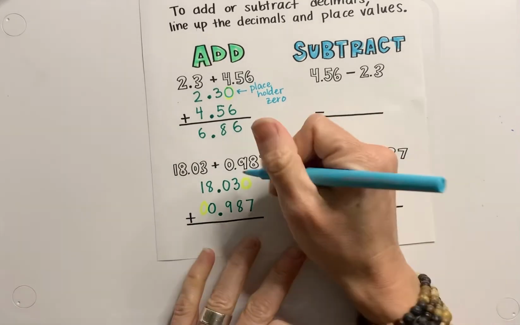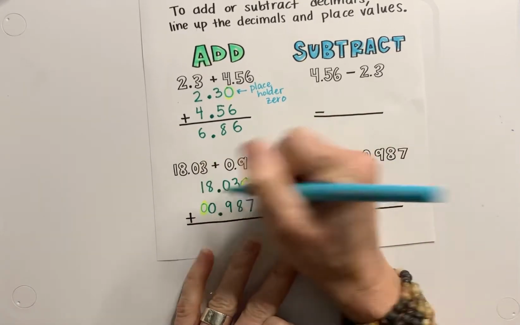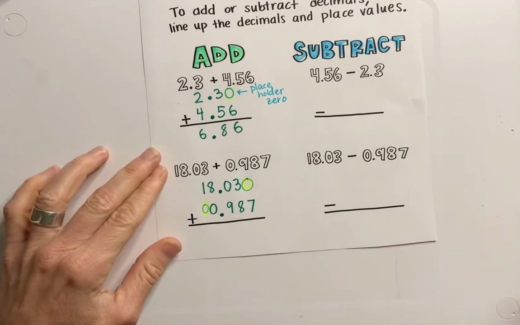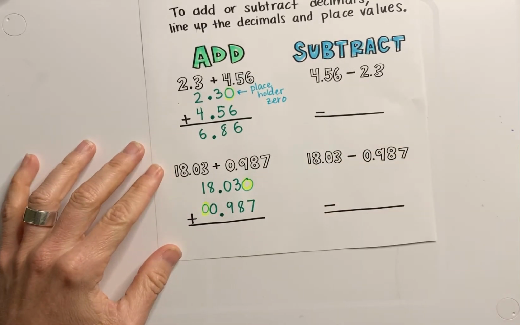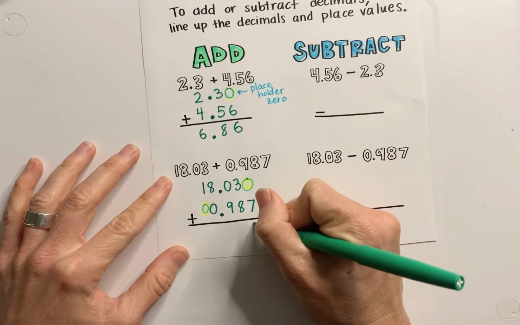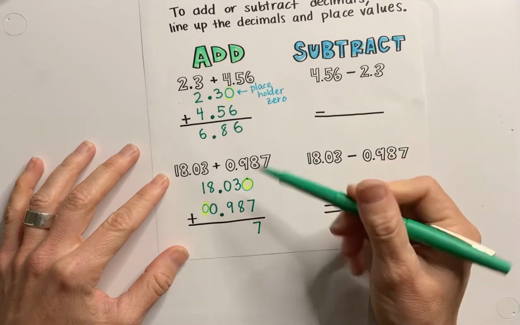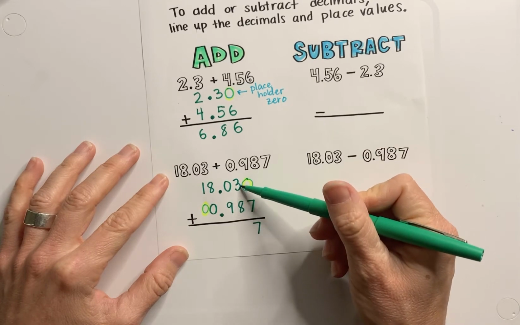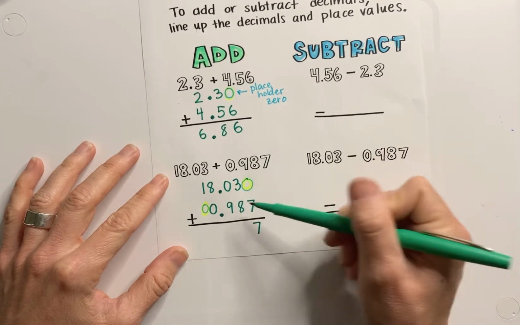And again, you can't see the yellow. I don't know why I keep using yellow. There we go. Now I'm going to add vertically. So how many thousandths do I have? 7 plus 0, that's going to be 7. And then I have 8 and 3/10. So 8 plus 3, that is going to be 11.